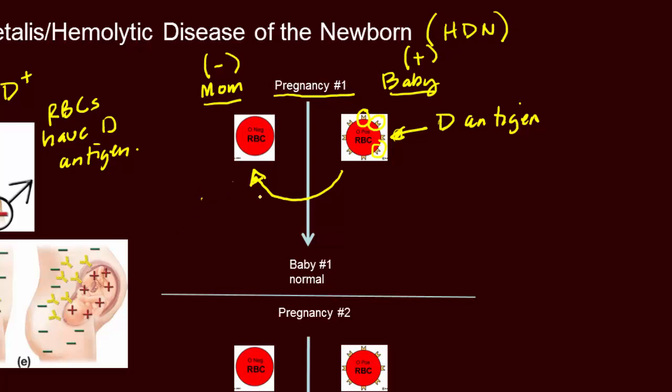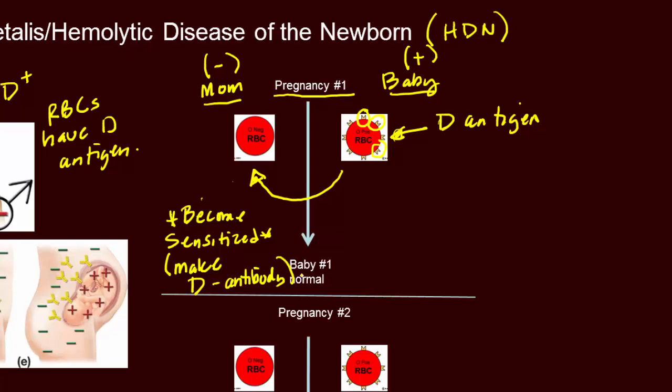And if mom sees that D antigen, mom's immune system can become sensitized. And what that means is that mom's immune system will start to make D antibodies. She didn't have them before this happened. The first baby gets born and the first baby is normal. So we can see that here. Baby number 1 is normal because the mom was exposed to the baby's blood during the birthing process.